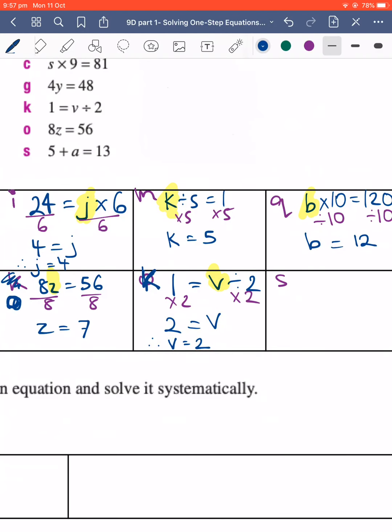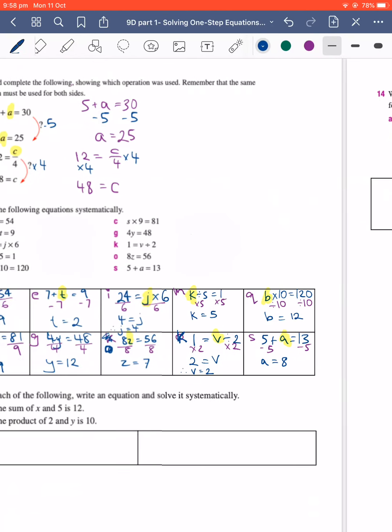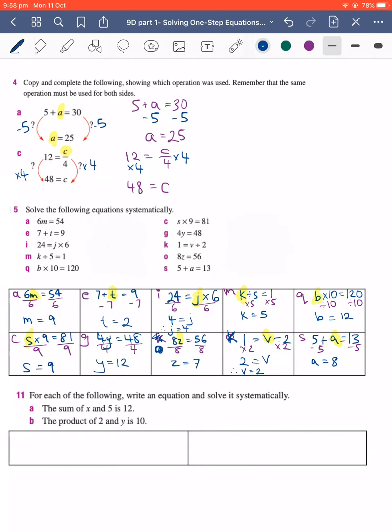Okay, and our letter S we have is 5 plus A gives us 13. Nice and simple for this one. So again, I want the A by itself. So if I'm plussing 5 over here, I am then going to be minusing 5 on both sides to get rid of it. And then I'm left with A equals 13 minus 5. Nice number of 8. Okay, last question, and then there is one other additional extension question, I believe.